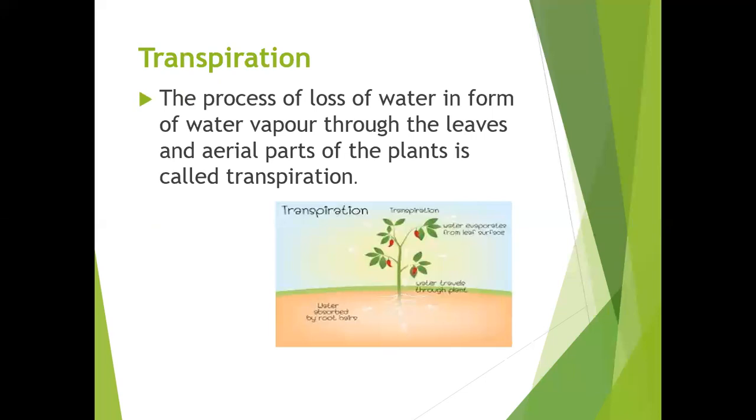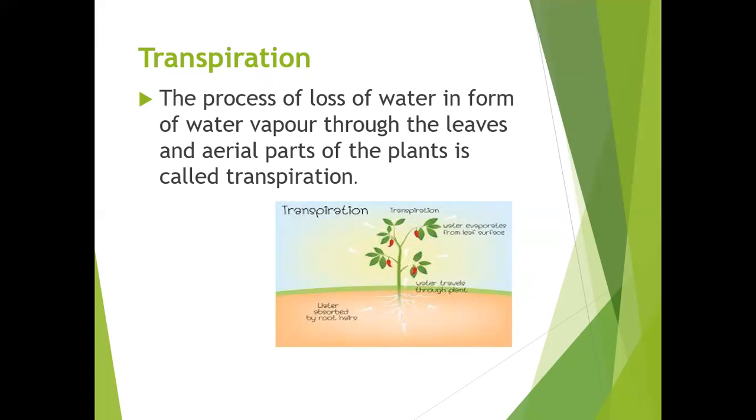Now next is transpiration. The plant root grows into the soil to absorb water and minerals. Some of the absorbed water is used by the plant in photosynthesis and the rest is returned to the atmosphere by transpiration in the form of water vapor.